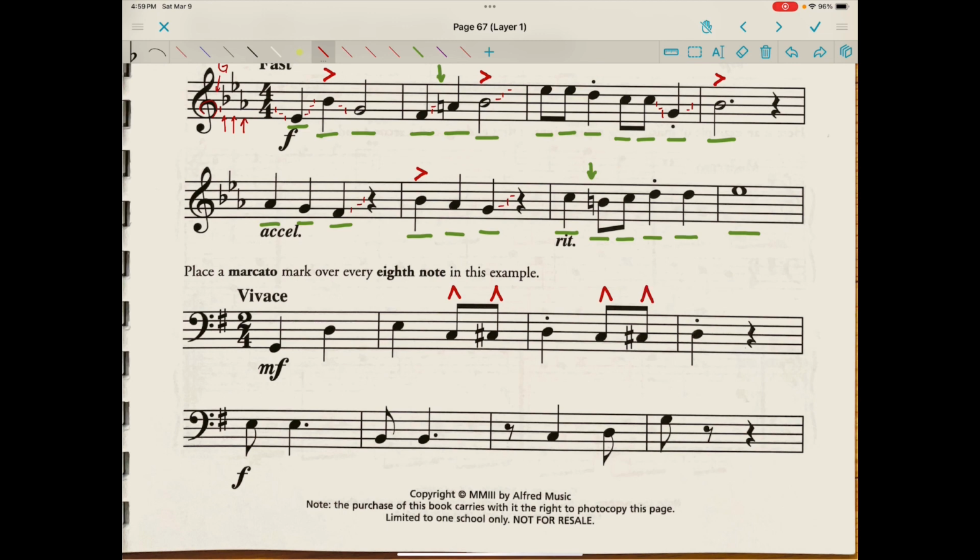Moving to the next line right here, we have a single eighth note all by itself. And then we see another eighth note, so we need another marcato marking here. And then another eighth note here. And one final one right here.